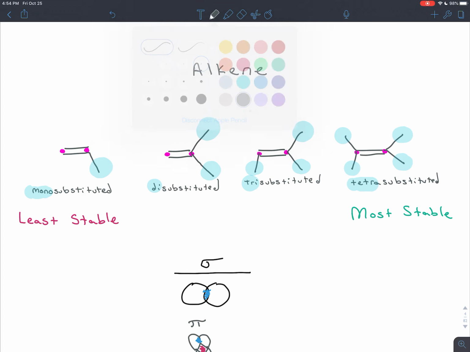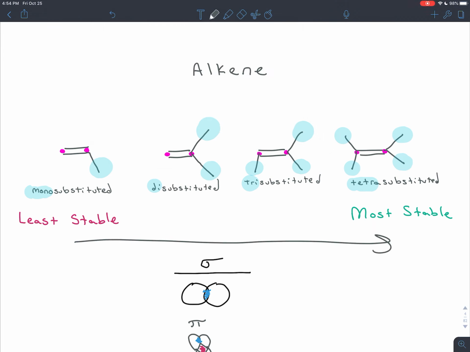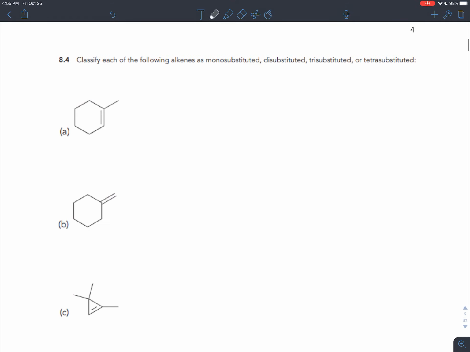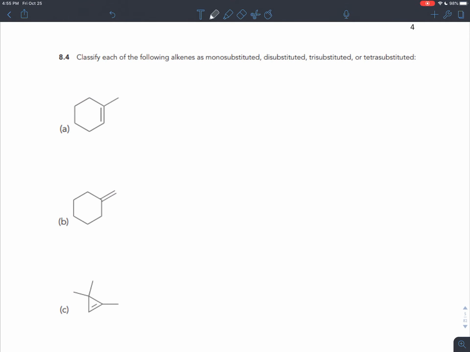Okay, and that's significant because the more carbons that are bonded to the carbons in the double bond, the more stable the alkene is. Okay, so let's try to classify some different alkenes as monosubstituted, disubstituted, trisubstituted, or tetrasubstituted, and let's also make a note of how stable they are relatively as we do that.